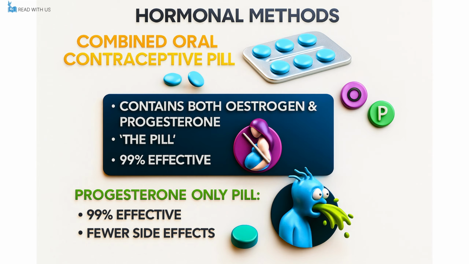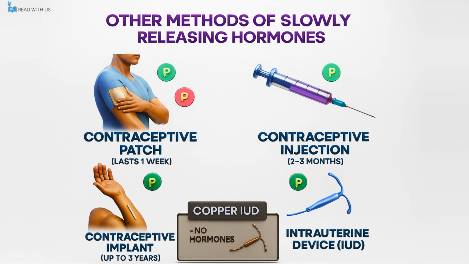One of the most commonly used hormonal contraceptives is the combined oral contraceptive pill, more simply known as the pill, which contains both estrogen and progesterone. When taken correctly, it is over 99% effective at preventing pregnancy. However, it can have side effects such as headaches or feelings of nausea. An alternative to this is the progesterone-only pill, which works in a similar way, but typically results in fewer side effects. Beyond pills, there are also other methods that release hormones slowly into the body.